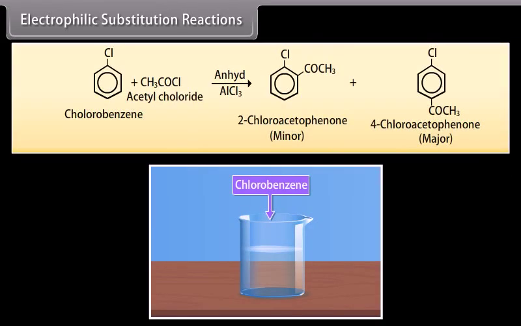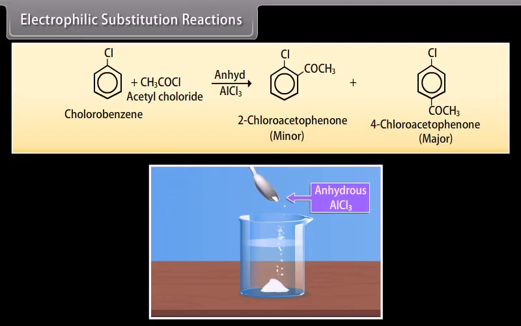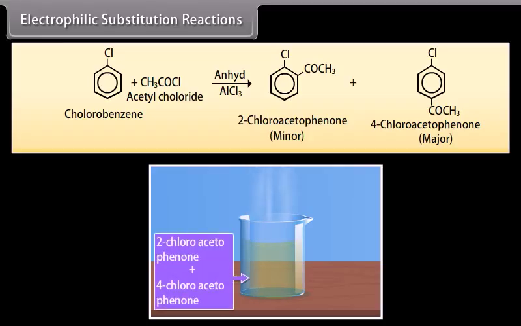When chlorobenzene is mixed with acetyl chloride and then we add some pieces of anhydrous aluminium chloride, it reacts to give 2-chloroacetophenone, which is a minor product, and 4-chloroacetophenone, which is a major product.